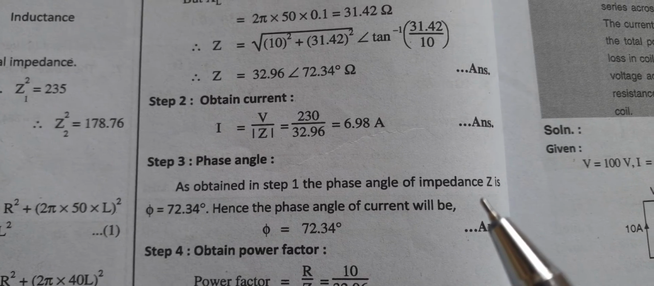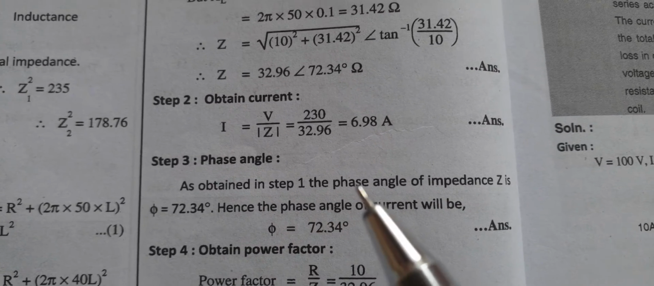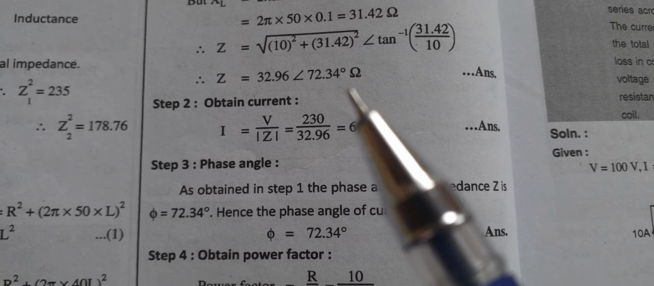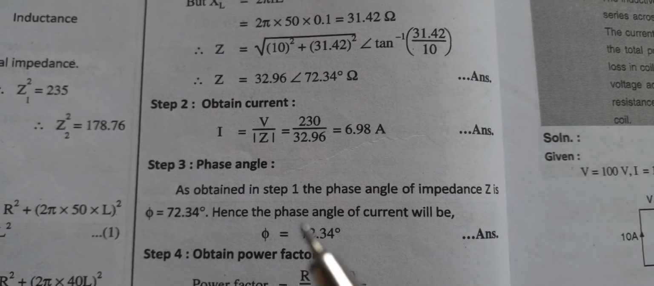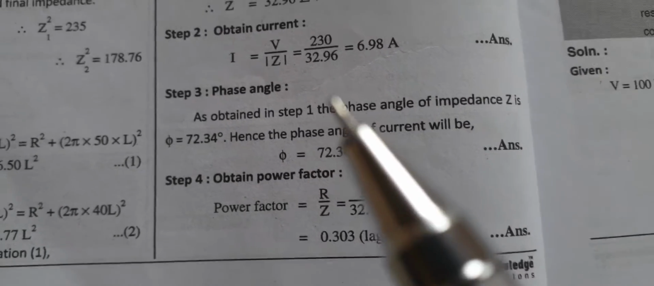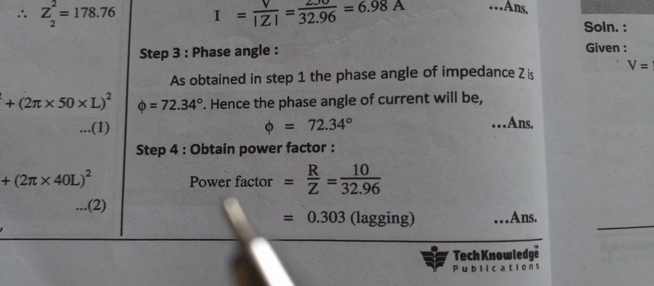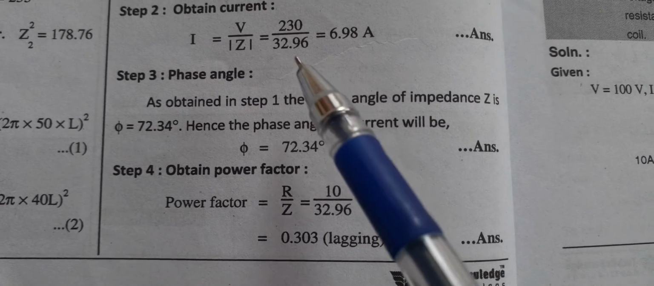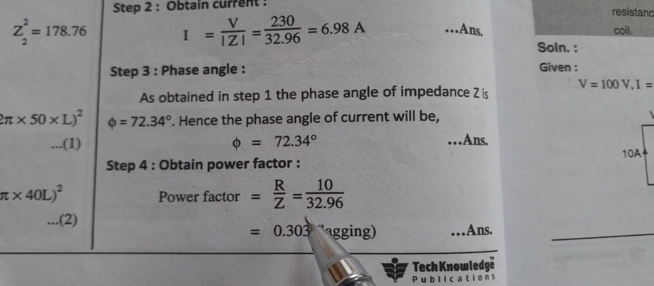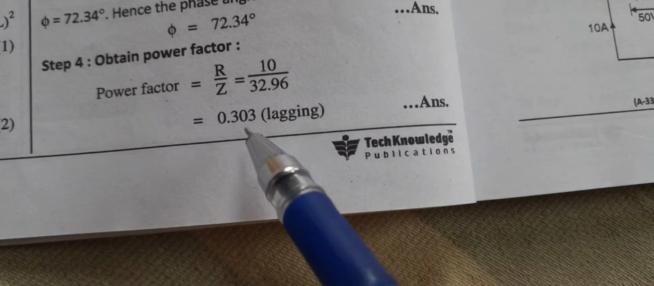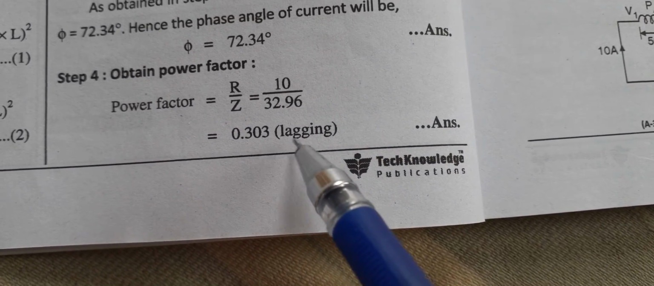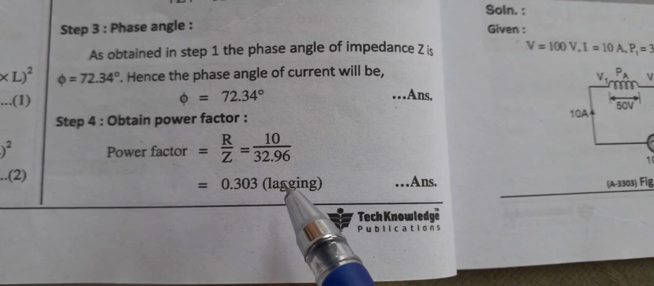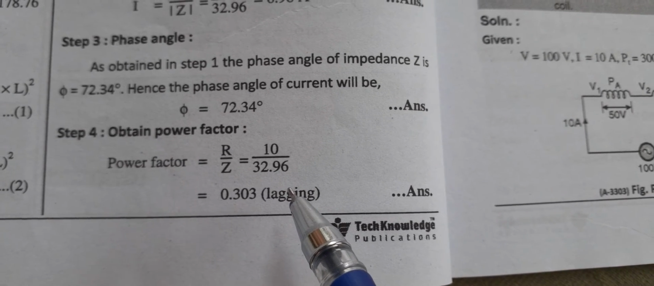Then phase angle. Phase angle we can obtain from this particular formula, 72.34. Use your engineering calculator. Formula is given. Then angle 72.34, we can calculate power factor by this formula R upon Z. R upon Z is equal to 0.303 lagging.